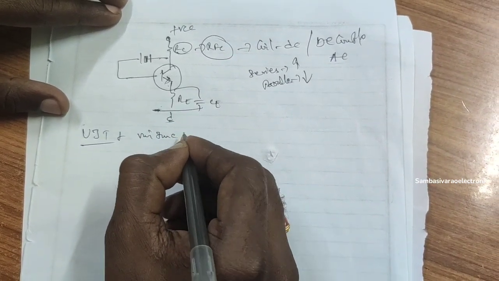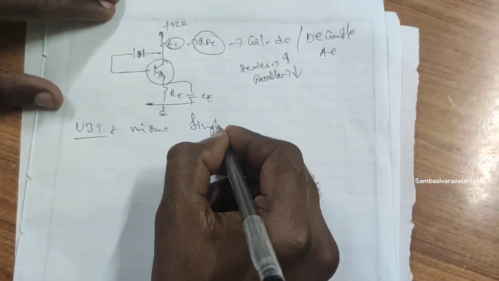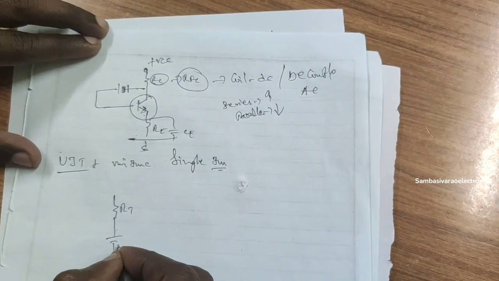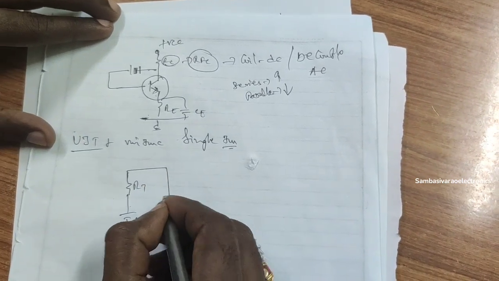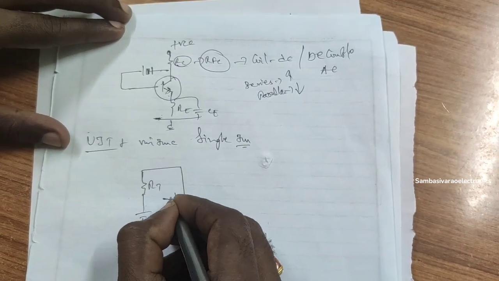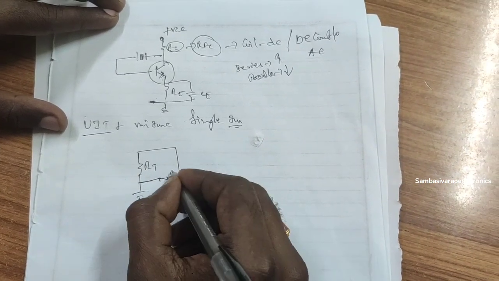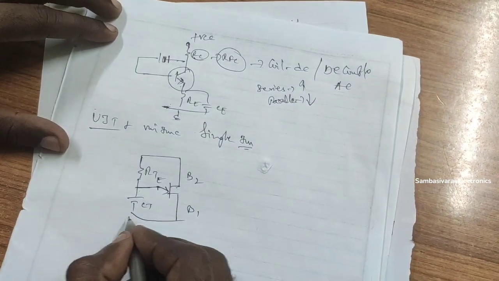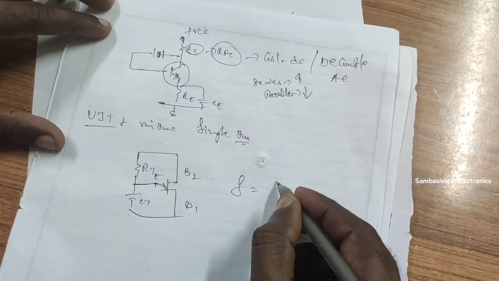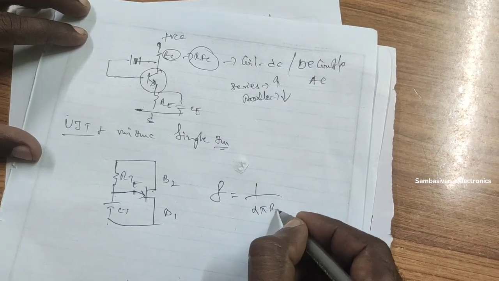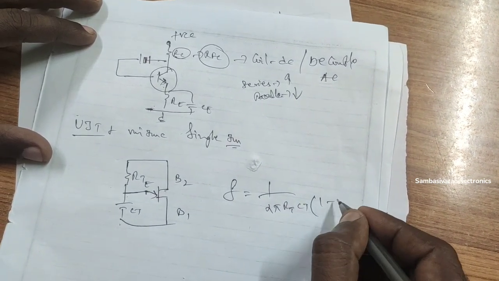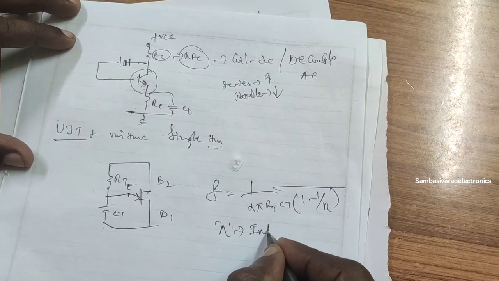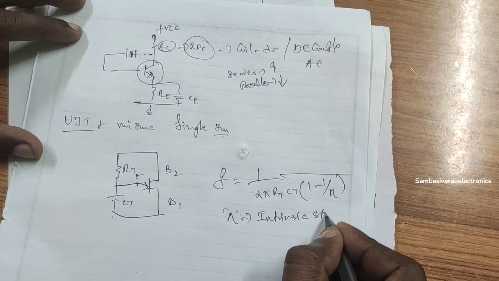Next we move on to the UJT, the unijunction transistor, which you already know. It is a single junction device. We have two components, RT and CT. This is the basic symbol for the UJT, with emitter, B2 and B1. It is used in frequency generation as 1 by RTCT times 1 by log of 1 by 1 minus eta, where eta is the intrinsic standoff ratio.